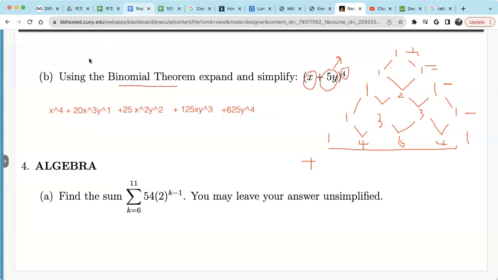Okay, so these are the 5 terms of this expansion. x plus 5y raised by the 4th power should have 5 terms, right? So this 4 is n. The expansion should have n plus 1 terms.